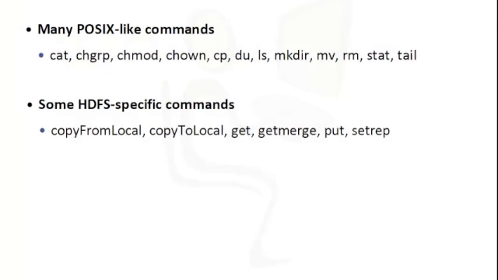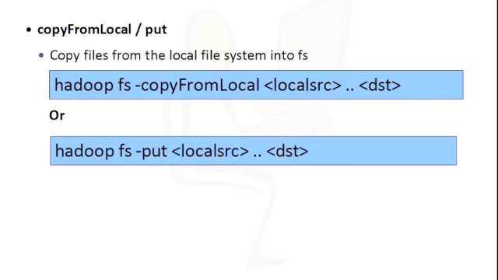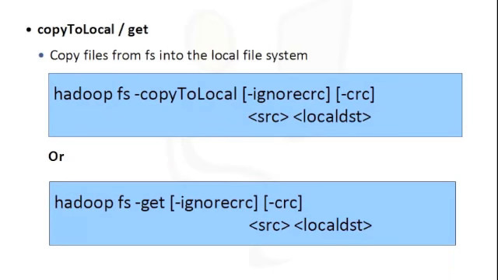HDFS is not a fully POSIX compliant file system, but it supports many of the commands. The HDFS commands are mostly easily recognized Unix commands like cat and chmod. There are also a few commands that are specific to HDFS, such as copyFromLocal. We'll examine a few of these. copyFromLocal and put are two HDFS specific commands that do the same thing. Copy files from the local file system to a location on another file system. Their opposite is the copyToLocal command, which can also be referred to as get.